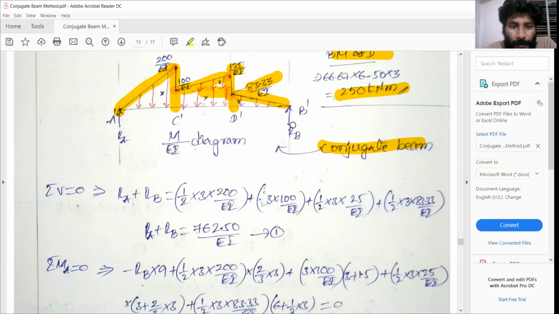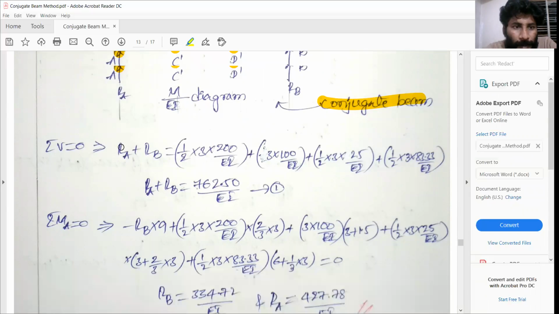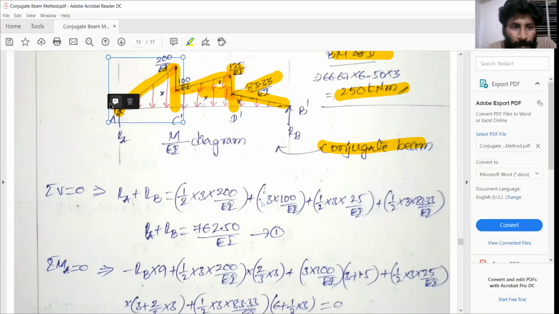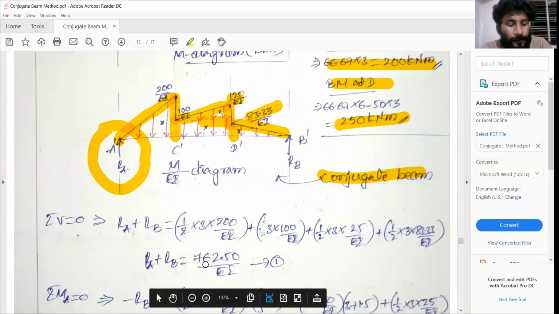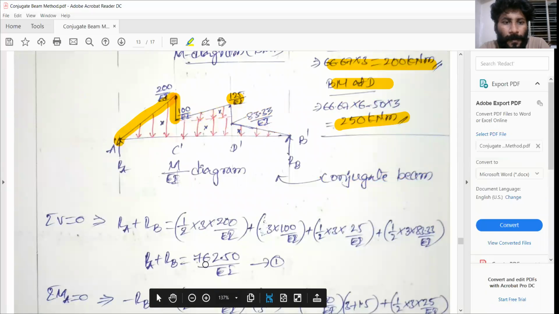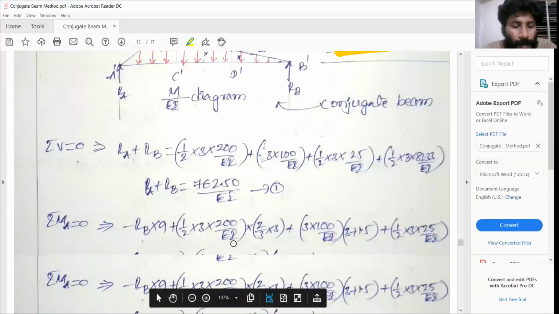So summation V is equal to 0. We can find that the upward reactions are equal to the downward load. Again, summation M_A is equal to 0. You take moment about this support, so we'll get the R_A and R_B values. Once we find the reactions, then we can move on to finding the slopes and deflections.